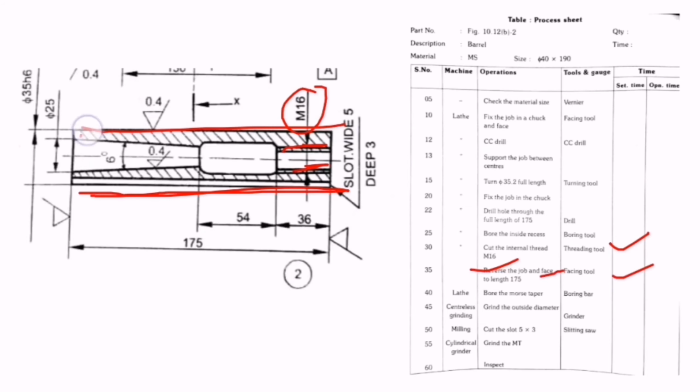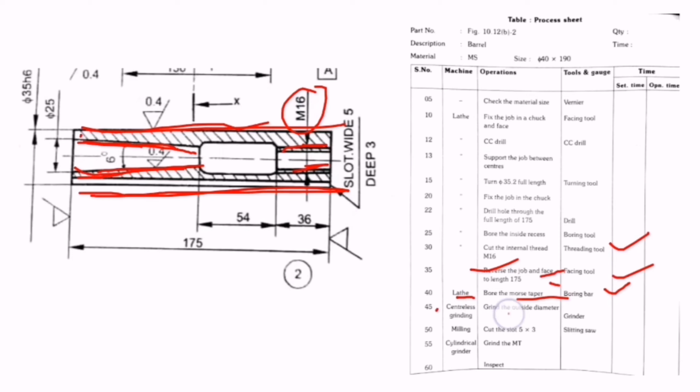After reversing the job and doing the 175 total length facing operation, next is bore the Morse taper. This inside taper is there, right? The taper shape is nothing but Morse taper. Do the boring operation with the boring bar on the lathe machine.